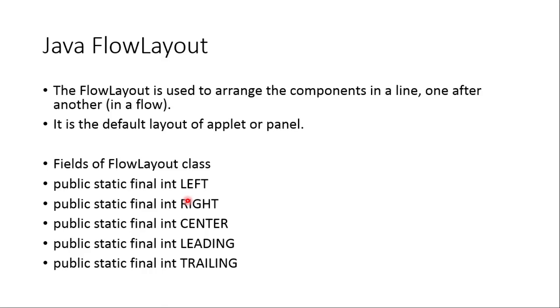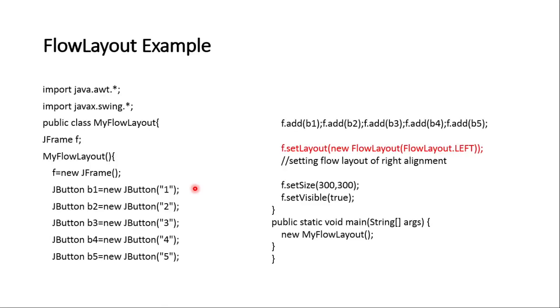This is used to arrange the components in a line, one after another. So the first button will be placed in the top corner, and button 2, button 3 will come after that. Fine. So like this, while placing those buttons, you can align whether you want top right or center, or leading or trailing. Fine. So the example program looks like this.